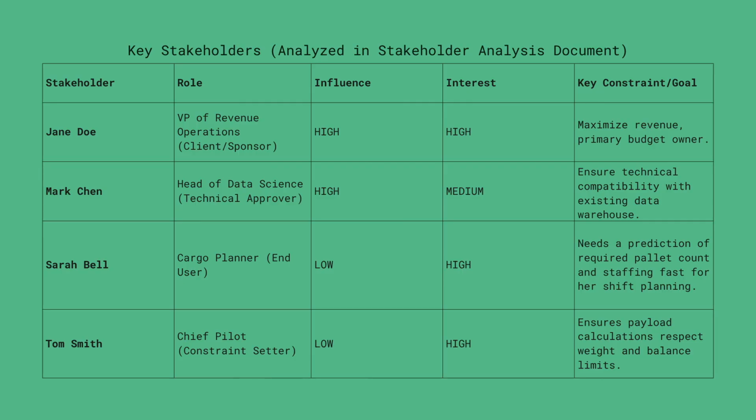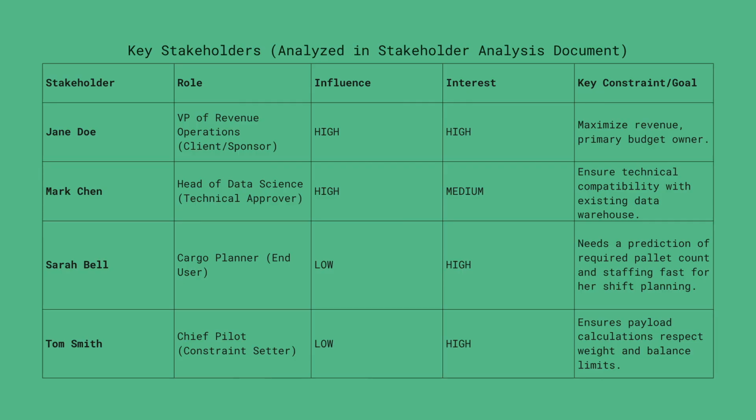Sarah Bell, cargo planner, role: end user, she uses it every day. Interest: high, she's the one scrambling when forecasts are wrong. Influence is low, she doesn't make budget decisions, but her feedback shapes requirements. Action: understand her workflow, make sure the output is useful to her.